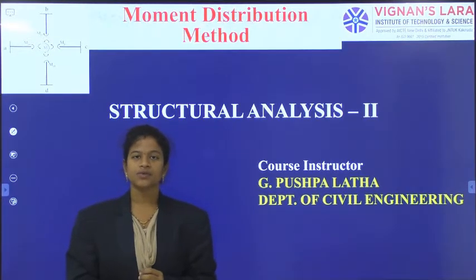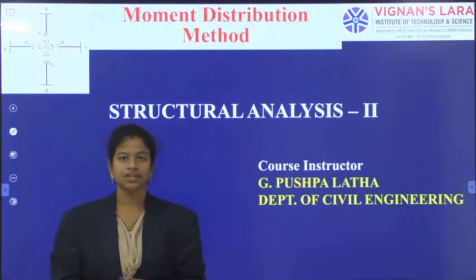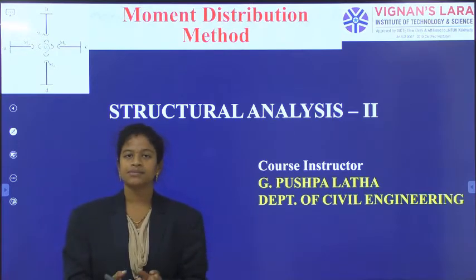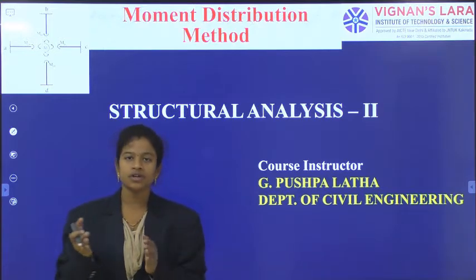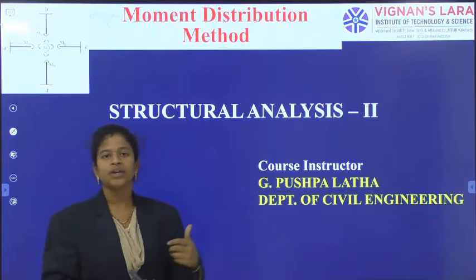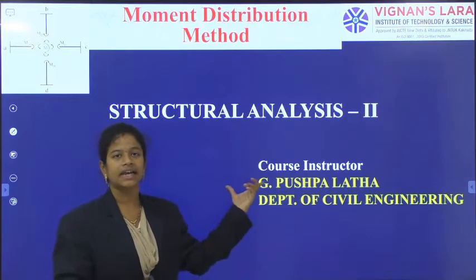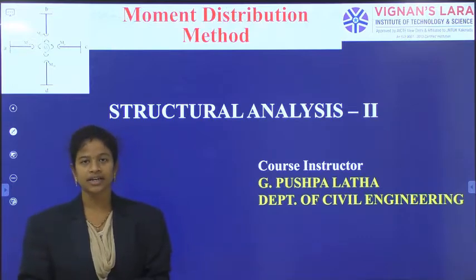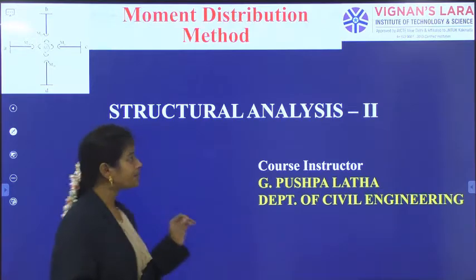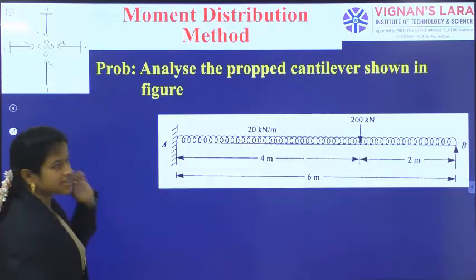So in the previous classes we have started our chapter, the moment distribution method. There we have given some steps. We have to calculate the fixed moments, we have to calculate the distribution factors, and then the main process of distribution will start. And we have given some methods for calculating stiffness, the relative stiffness of the members. Now we are going into a numerical for analyzing the structure using the moment distribution method.